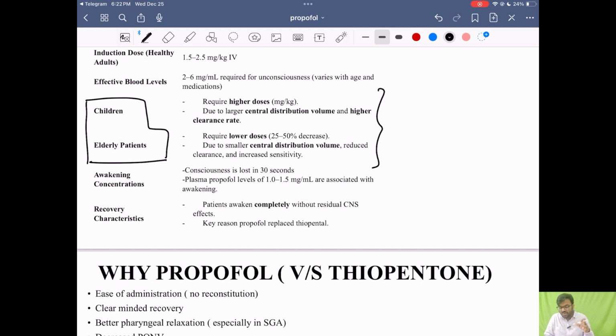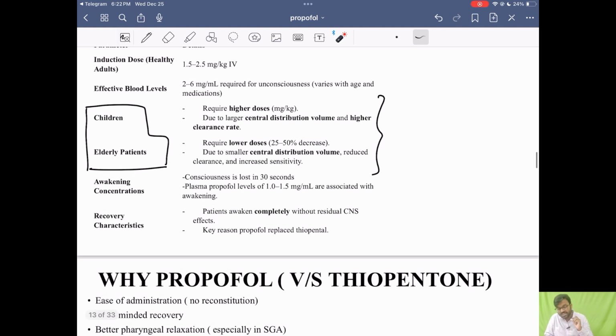Okay, so you give propofol and how long do you wait? You give propofol and you see within 30 seconds the patient loses consciousness and apnea occurs. And how much plasma concentration? Like we said, we need 2 to 6 mg per ml for unconsciousness. Similarly, we need 1 to 1.5 mg per ml for awakening. At this concentration, we can see awakening in the patient. Okay, you give the propofol.